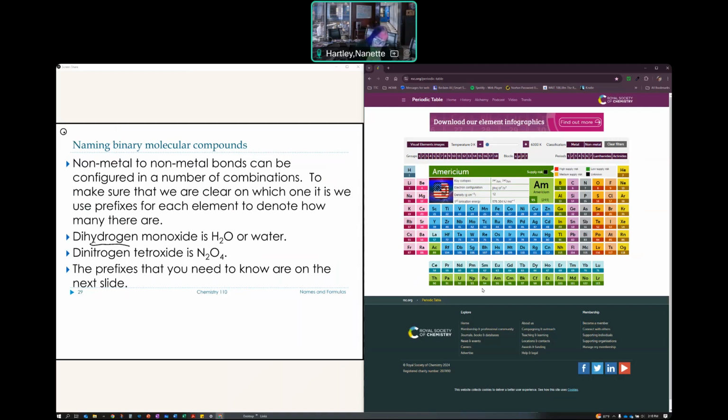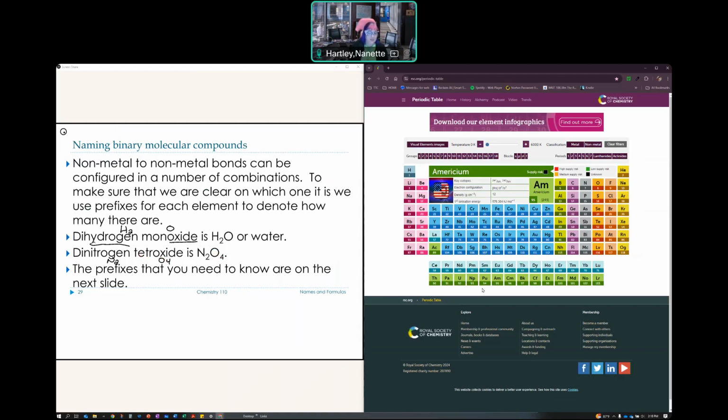Dihydrogen, so hydrogen indicates H. Di indicates 2. Oxide, and mon indicates 1, so that's H2O, or water. It's the other name that we have for that. It's a common name for H2O. Dinitrogen, nitrogen is N, there are 2 of them because of the di. Tetraoxide, oxygen, oxide, and tetra is 4, N2O4.